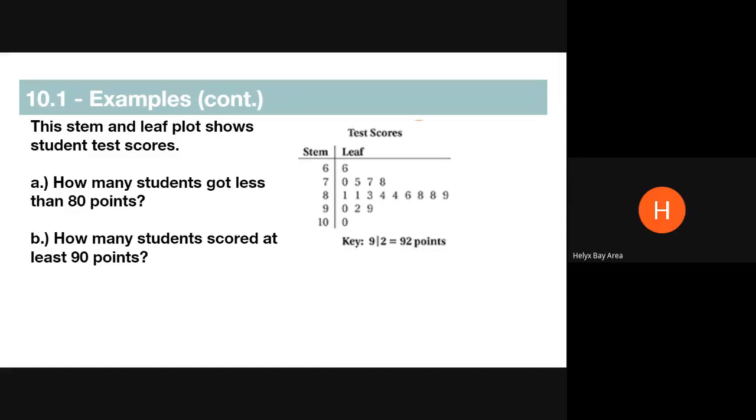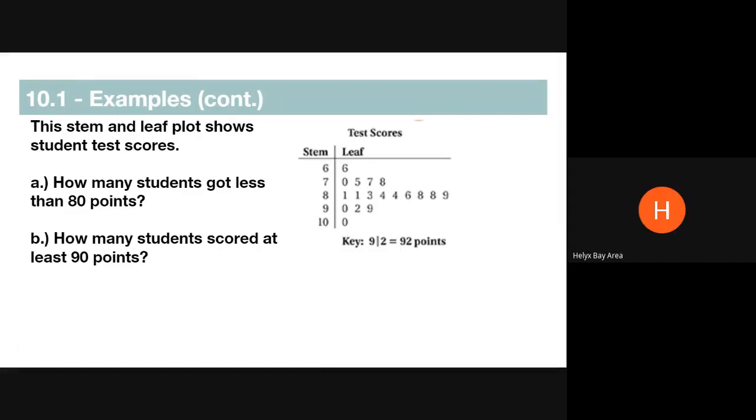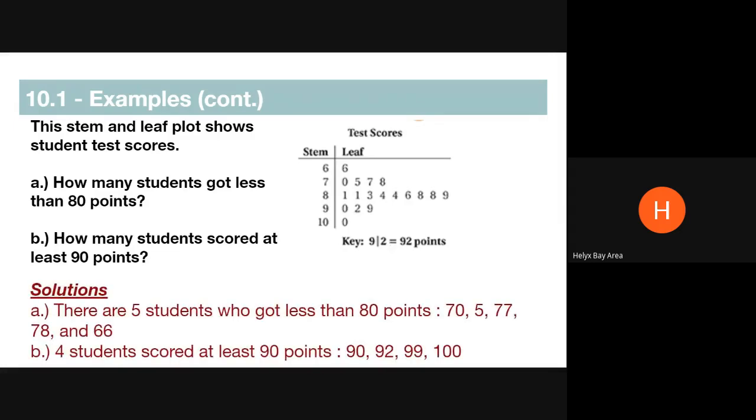Okay. Rima, try to answer B. How many students scored at least 90 points? 4. 4? Mm-hmm, scored at least 90 points. Okay, yeah, it would be 4. Good job. So here are the solutions.